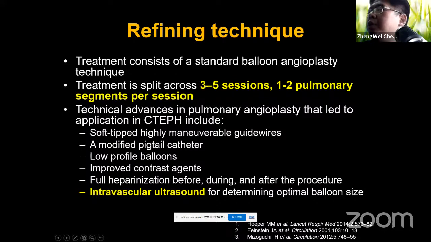So, due to the high complication rate, some refined techniques were developed to decrease the complication rates, including splitting the treatment course into 3 to 5 sessions, with 1 to 2 pulmonary segments per session. Also, sometimes IVUS was applied to determine the optimal balloon sizing.